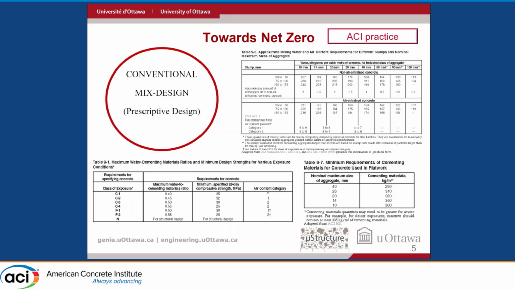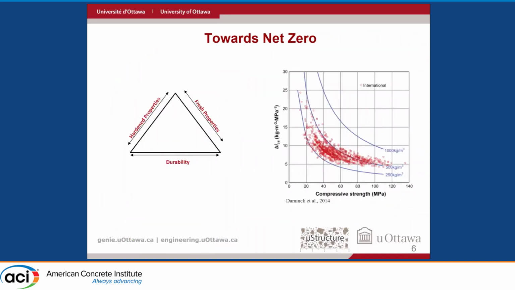So nowadays in practice in the market, what do we got? We got normally very descriptive tables, such as for instance the ACI proportioning method, in which you select the slump you want. Depending on the exposure you get a given strength, which is related to a given water to cement ratio, and there is a requirement, depending on the type of element, if it's flatwork and so on, for the minimum amount of cement. So this is more or less what we have in practice now.